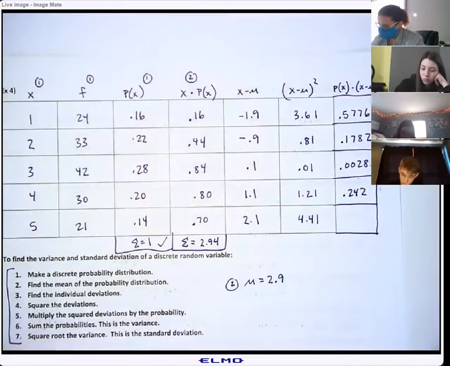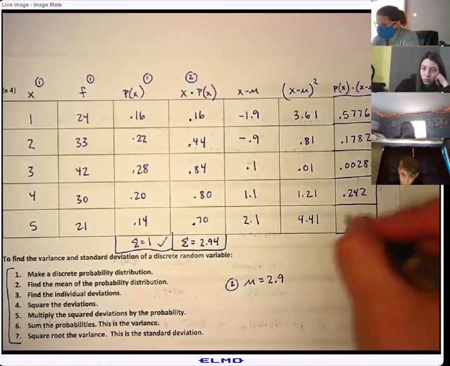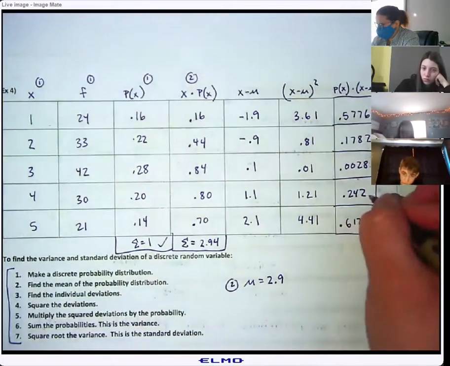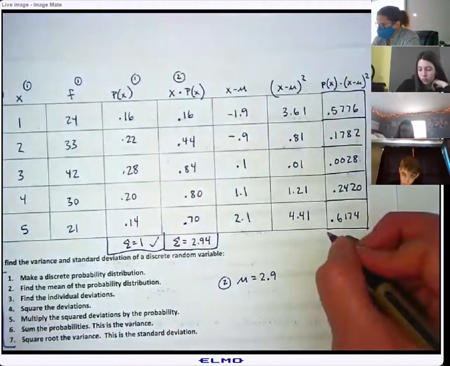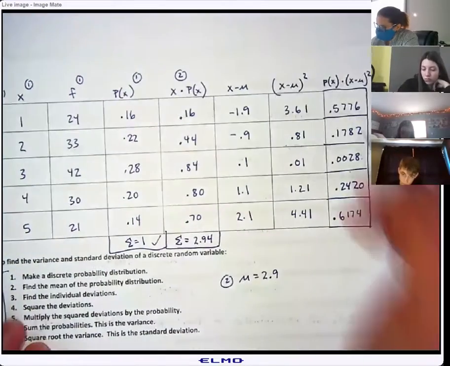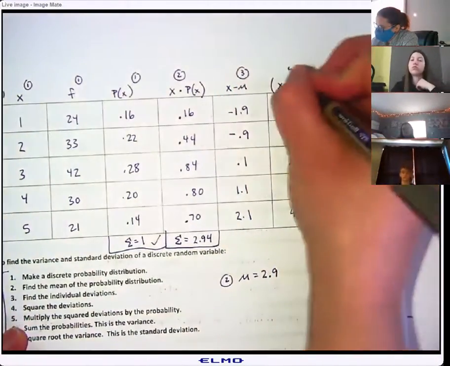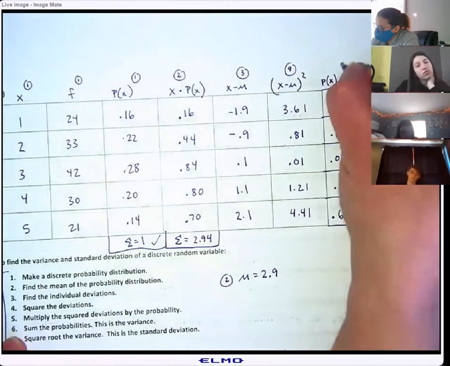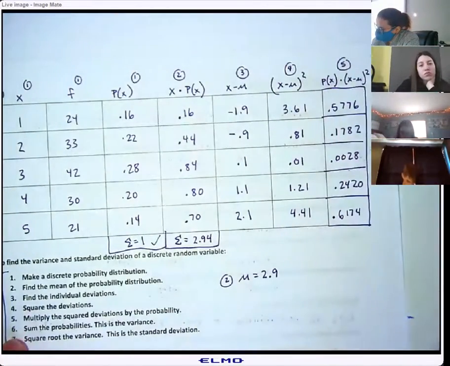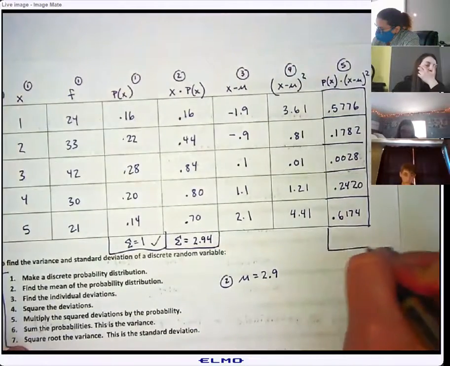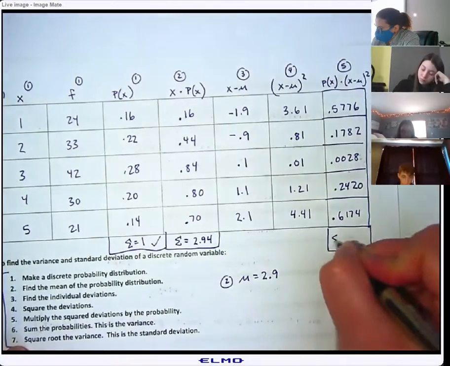What's the other one? Did you guys get the same thing I did for these? Okay, now let's see. This was step 3. This is step 4. This is step 5. Step 6 is to add them all together.